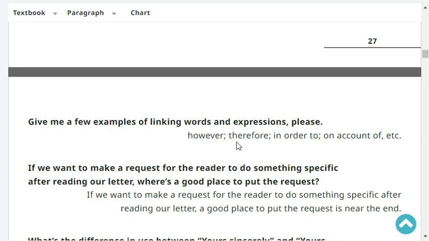Give me a few examples of linking words and expressions, please. However, therefore, in order to, and on account of are a few examples of linking words and expressions. Very good.